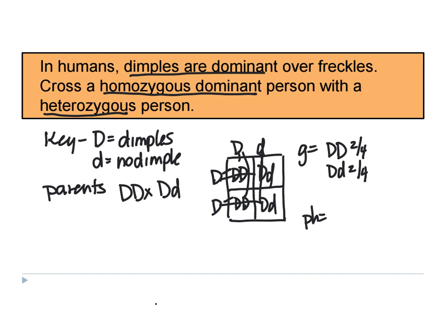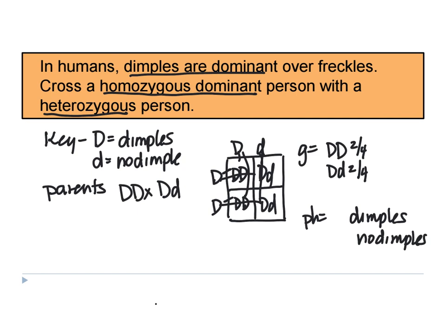Now you'll notice that I'm not writing little d because there are no occurrences of that. It's not necessary to put it in there, but if you would like to put it in there, you can. My phenotypes, I have 2 phenotypes. I can have dimples, or I can have no dimples, and I got that from looking at my key.